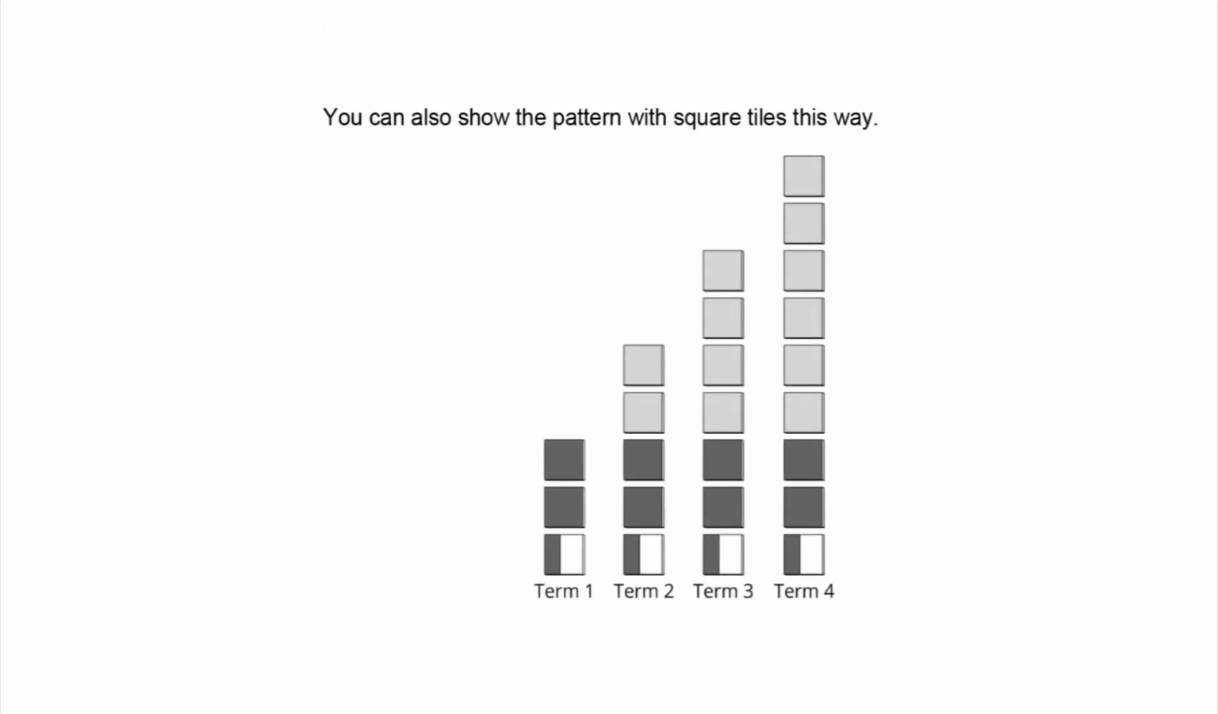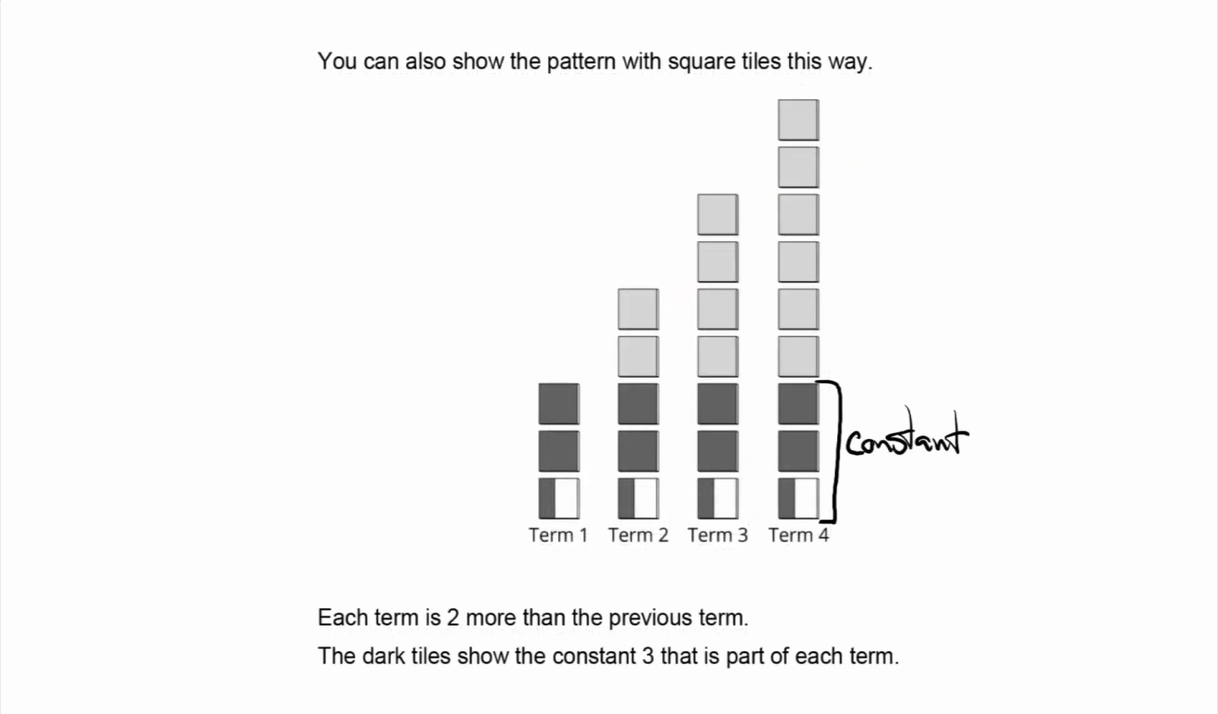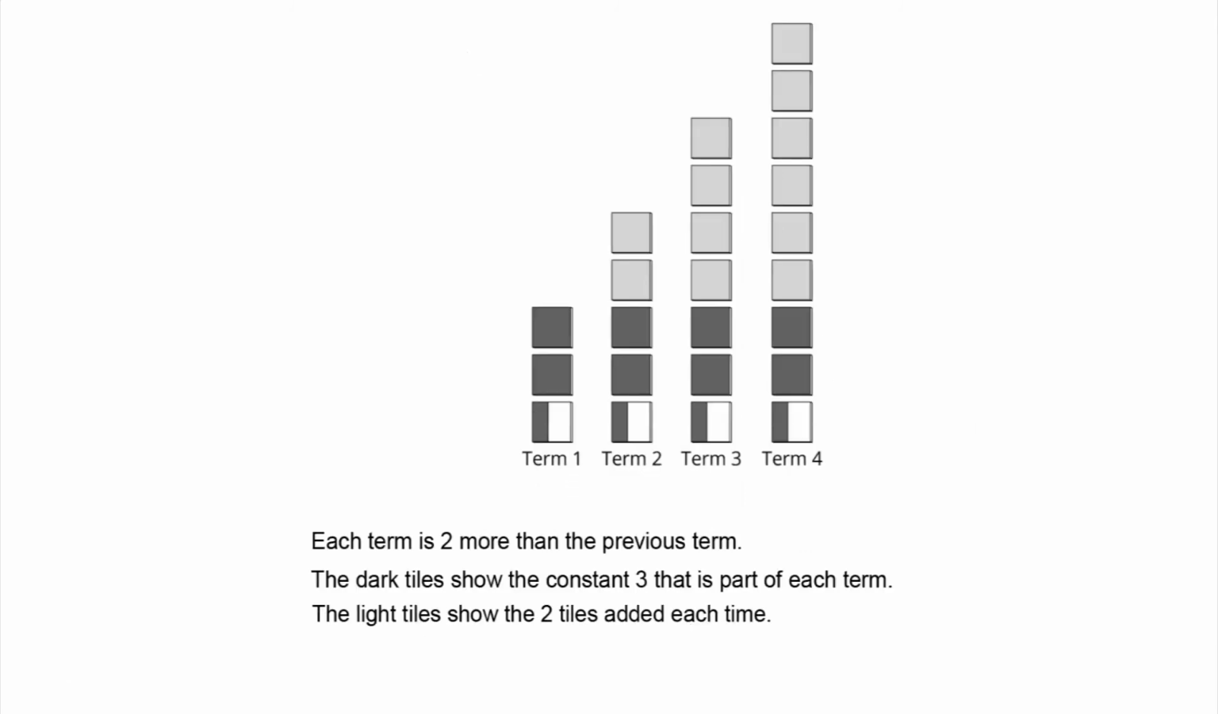You could also show this pattern with square tiles this way. Each term is 2 more than the previous term. So you see that here. There's the 2 added in, then another 2 on the next term, then another 2 on the next term. The dark tiles show the constant, which in this case is 3. That's part of each term. The light tiles show the 2 tiles added each time.